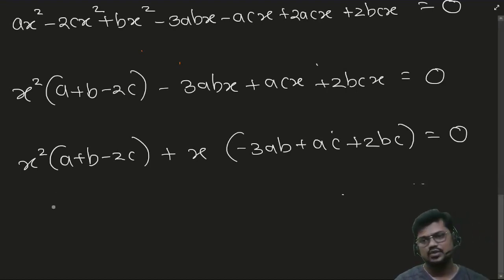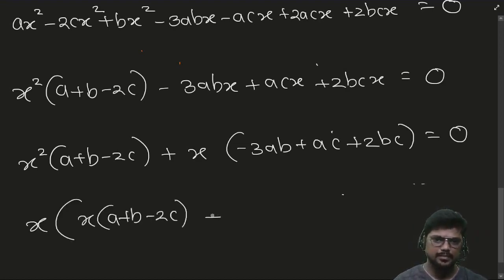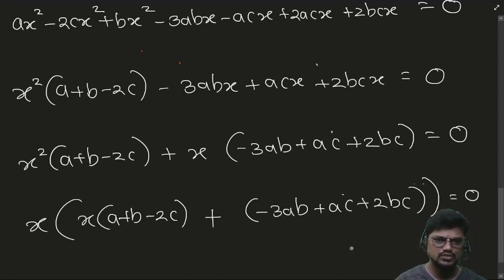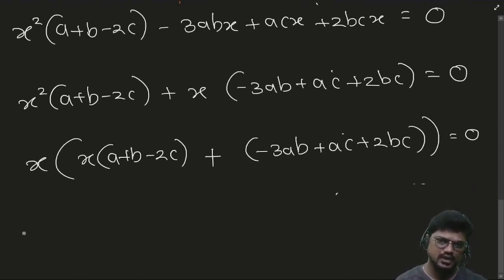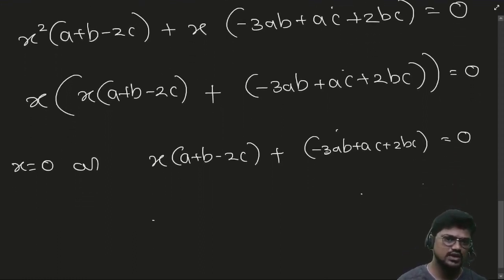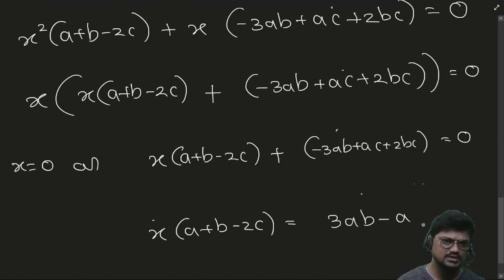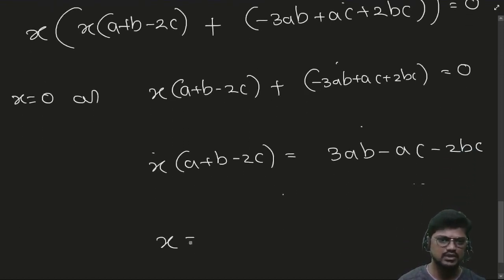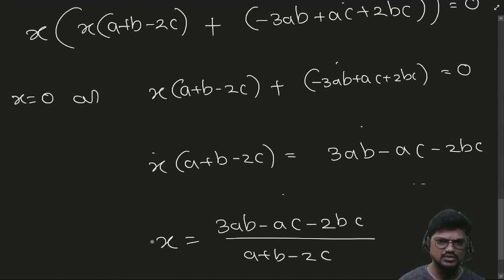Yes, sir. Okay. So if in this both, I take x in common, this will be x into a plus b minus 2c plus minus 3ab plus ac plus 2bc equals 0. So what you get? x equals 0 or this value equals 0. So this x equals 0 is there. If you take this value on that side, x into a plus b minus 2c will be equal to 3ab minus ac minus 2bc. And finally you can say x equals 3ab minus ac minus 2bc upon a plus b minus 2c. So this is what you can get as the roots.